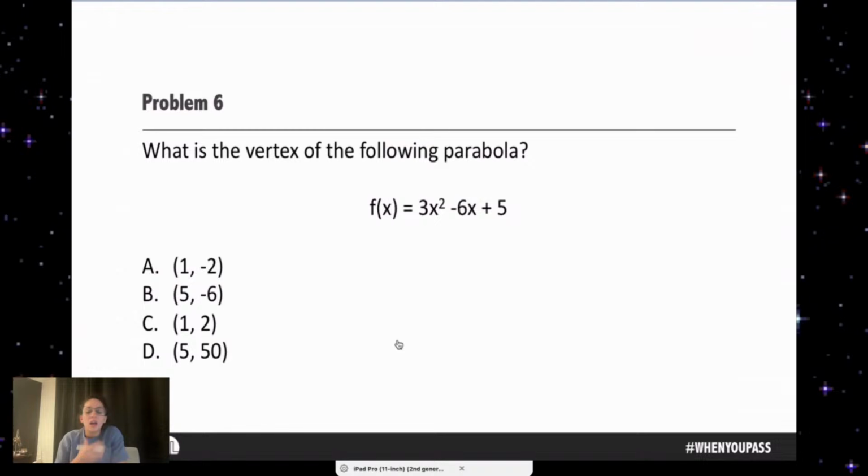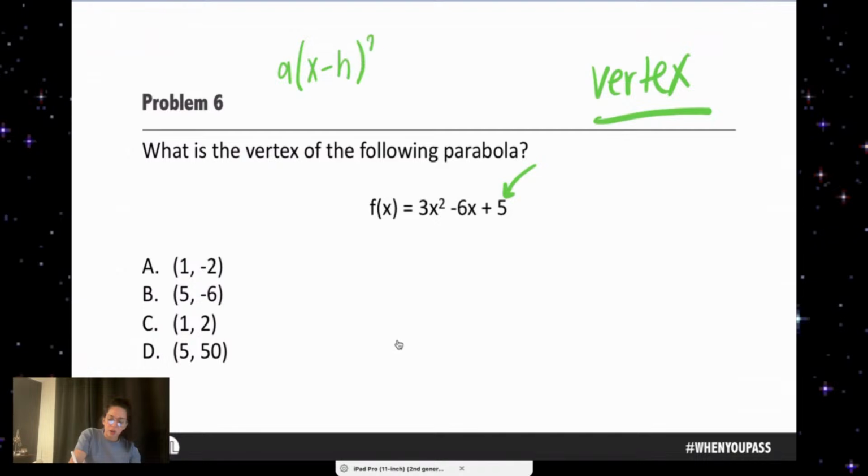So, vertex, so we just went over y-intercept. We know the y-intercept is 5, right? The vertex can be found, now, if it's in standard form, which this is, like this. If it's in vertex form, y'all, just look at it and figure out the vertex. Vertex form is a times x minus h squared plus k, and h, k is your vertex.